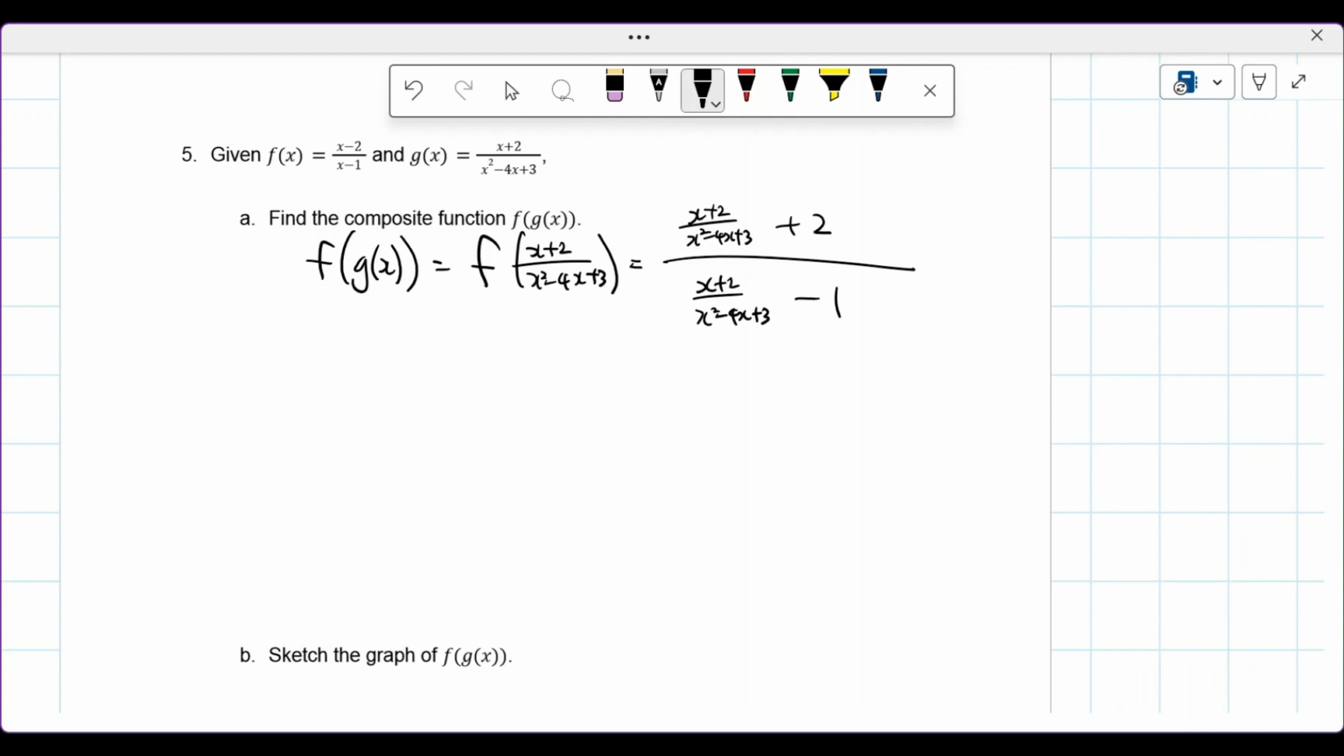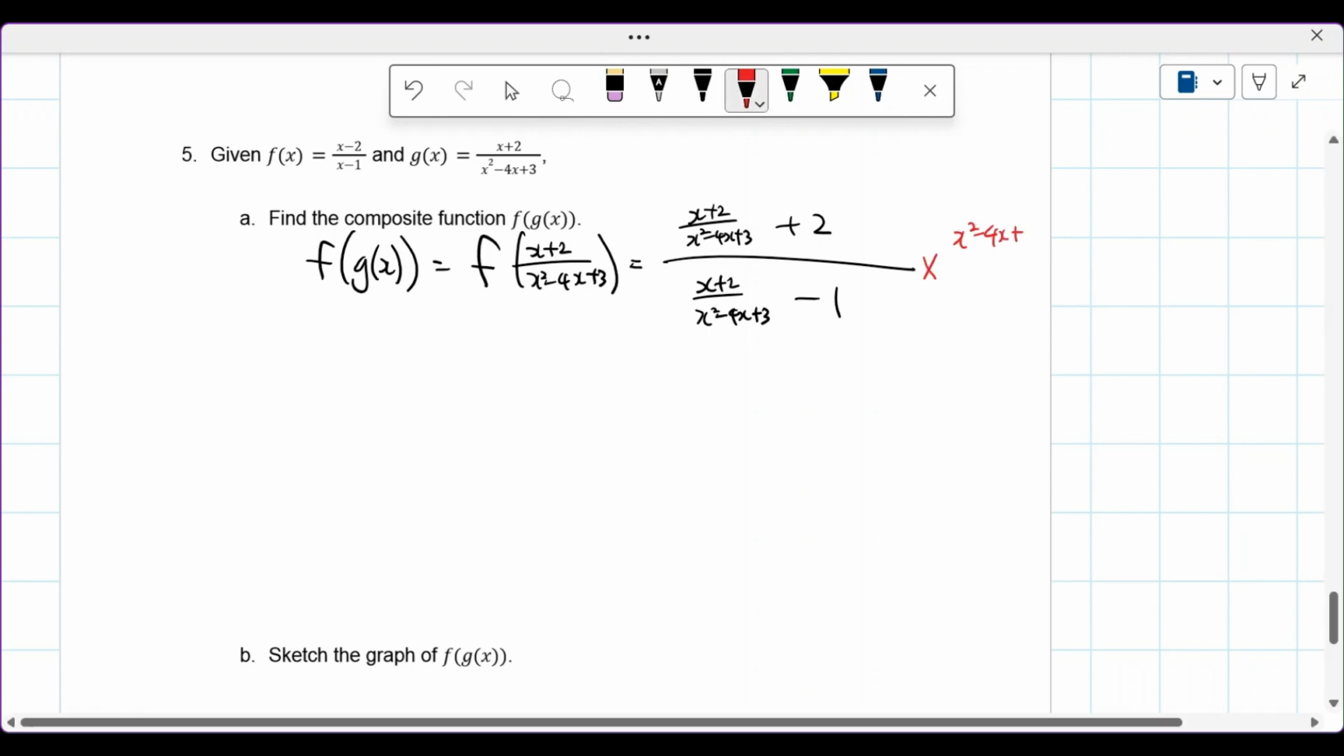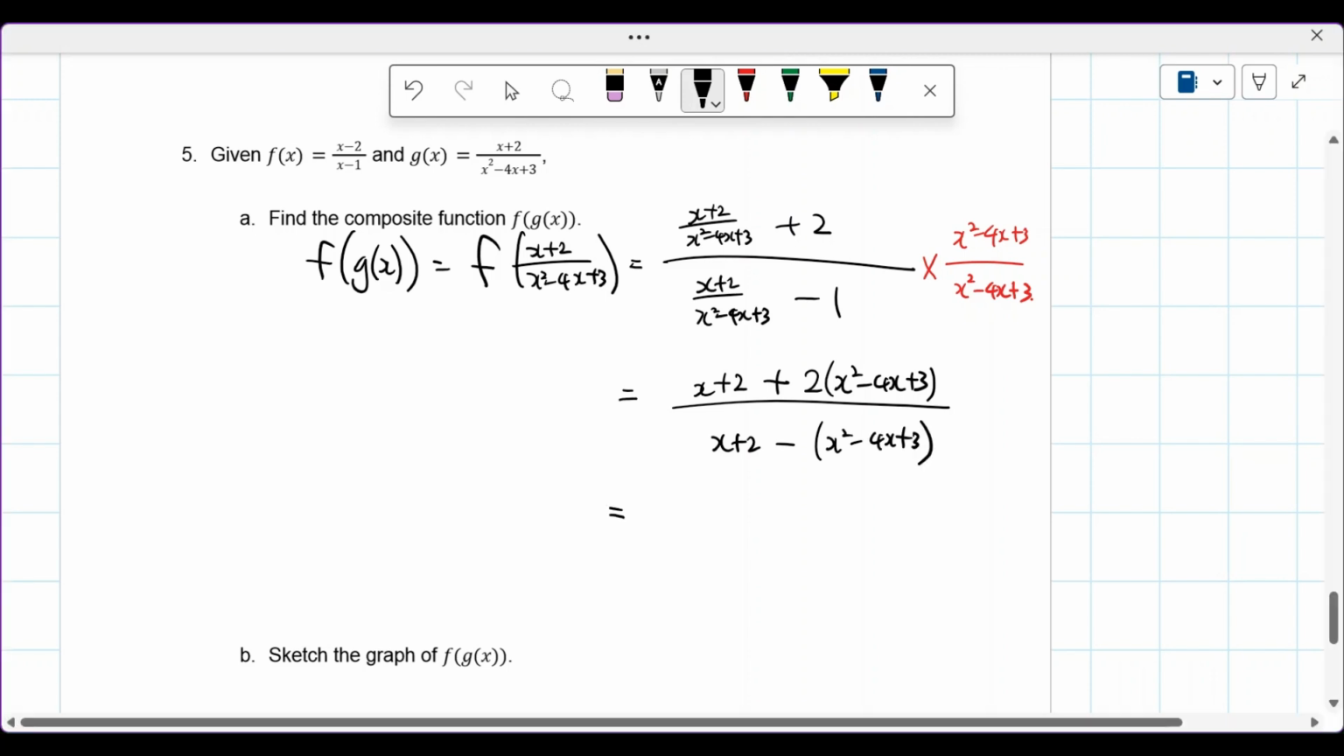So now I'm going to reduce the fraction here. I'm going to simplify it. I think I can do that by multiplying by x squared minus 4x plus 3, both on the denominator and the numerator. That becomes x plus 2 plus 2 times x squared minus 4x plus 3, x plus 2 minus x squared minus 4x plus 3. So that's going to be x plus 2x squared minus 8x plus 6 divided by x plus 2 minus x squared plus 4x minus 3.